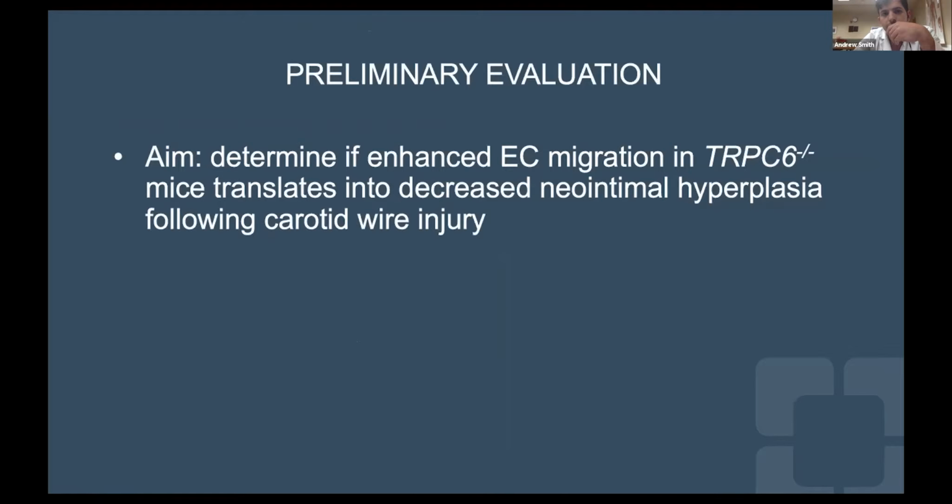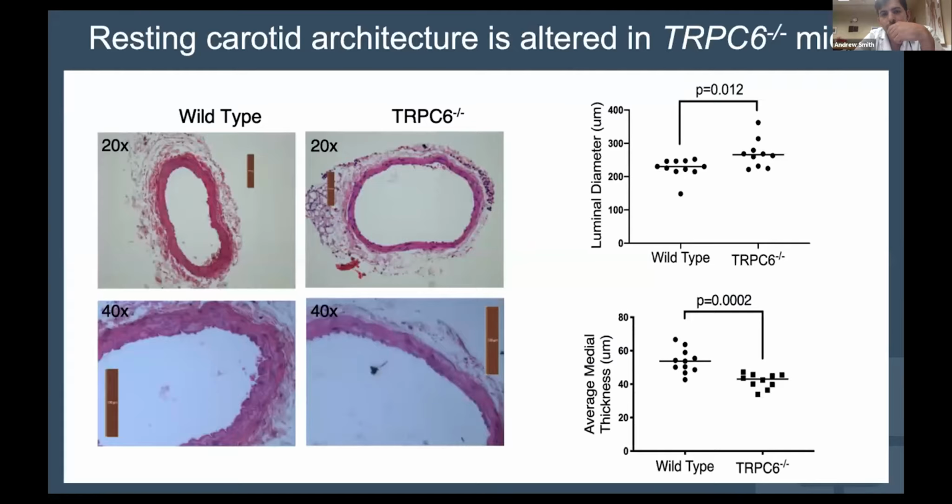This study was initially undertaken to determine if enhanced endothelial migration in TRPC6 knockout mice translated into decreased neointimal hyperplasia following carotid wire injury. We found several unexpected findings initially in this study that weren't consistent with our hypothesis. Here we demonstrate that there were histologic and structural differences in the common carotid arteries of wild type and TRPC6 knockout mice at rest, even prior to injury.